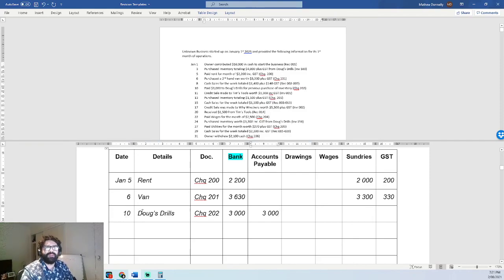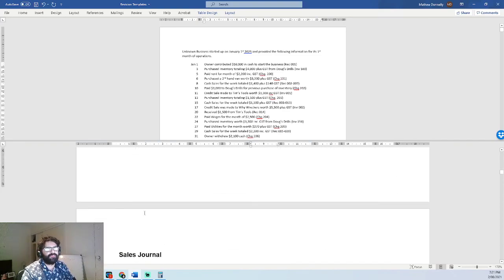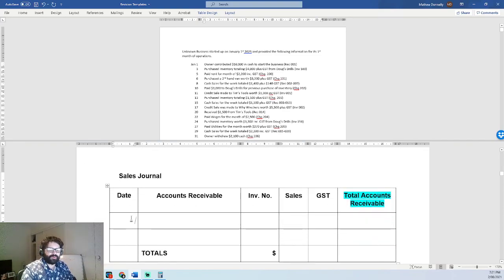On the 11th, the credit sale was made to Tim's Tools worth $3,300, which includes GST. So we go Jan 11, we go Tim's Tools, it's invoice 001, sales, we look at the sales and we see it's 3,000, including GST of 300, the total accounts receivable 3,300.